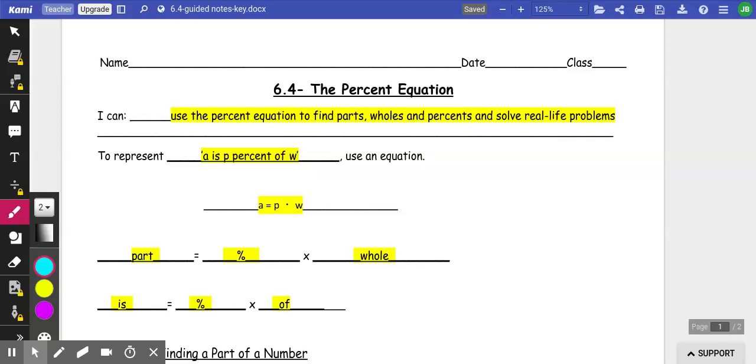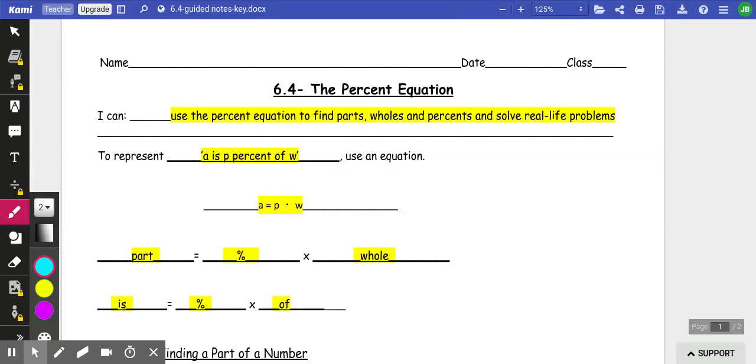Hi guys, today we're going to talk about 6.4, the percent equation notes. Our I can statement: I can use the percent equation to find parts, wholes, and percents and solve real life problems.